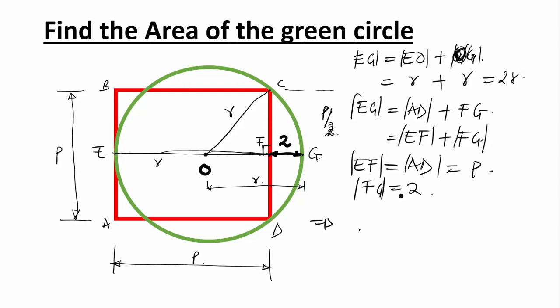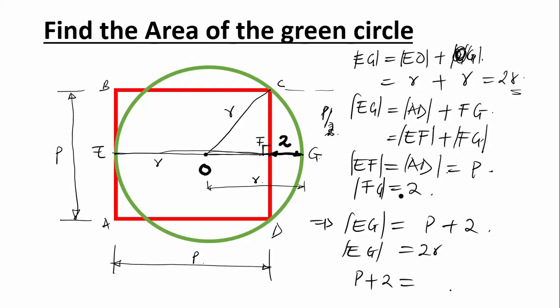That implies that EG is equal to P plus 2. EG is also equal to 2R, which is what we proved here. Then it now implies that P plus 2 is equal to 2R. This is equation 1.